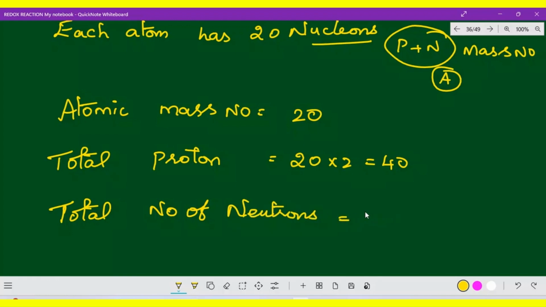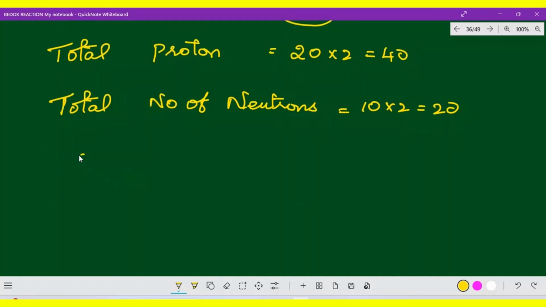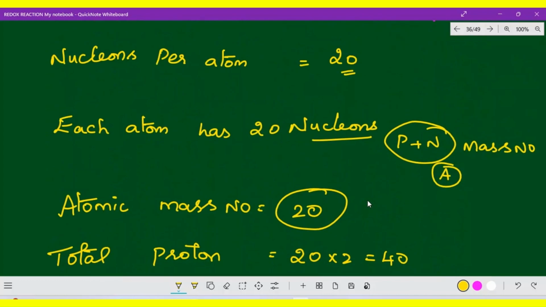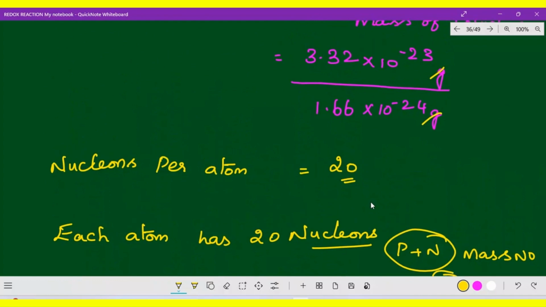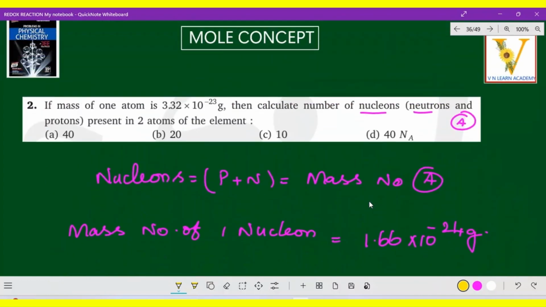Neutrons equal to 10 into 2, that is 20, because they mentioned 20. So 2 into 20, that is 40. There are 2 atoms present, so it is common. So 2 atoms of the element, so that is 40. I hope you got the idea of how to identify. If you practice a number of questions, you will get a complete idea. These are all the points to be noted down when you are learning.